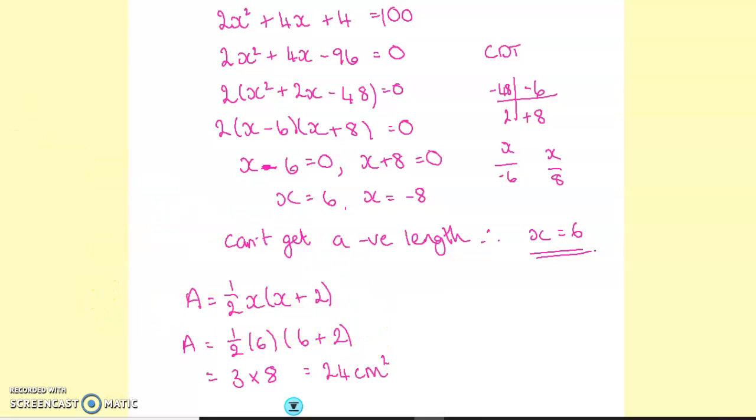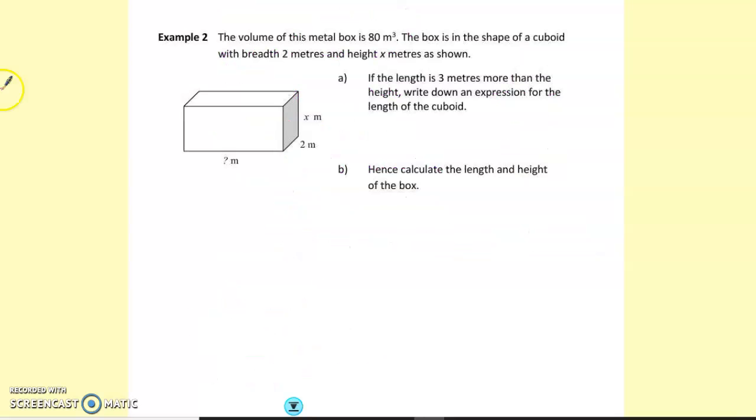Okay, let's try the next one. The volume of the box is 80 metres cubed. The box is in the shape of a cuboid with breadth 2 and height x. If the length is 3 metres more than the height, write down an expression for the length. The height is x, the length is 3 more than that, so it must be x plus 3.